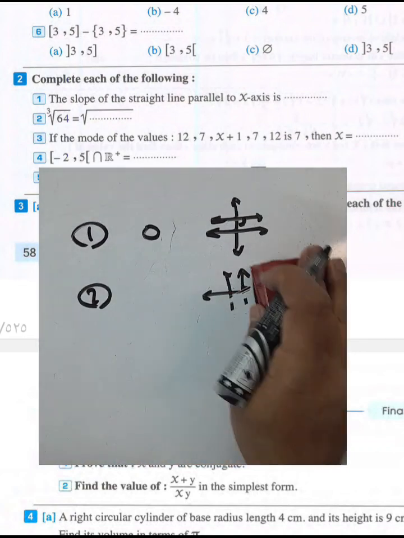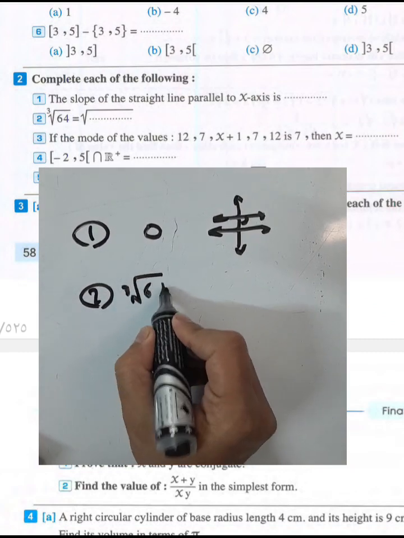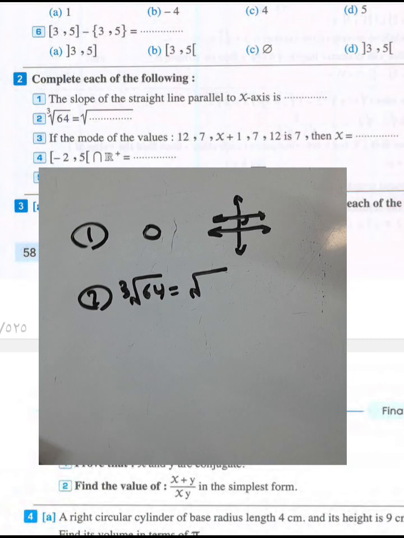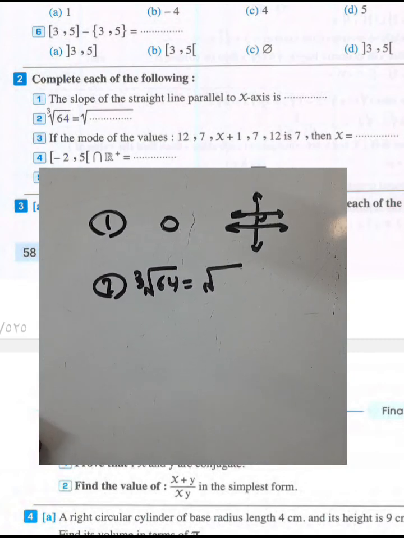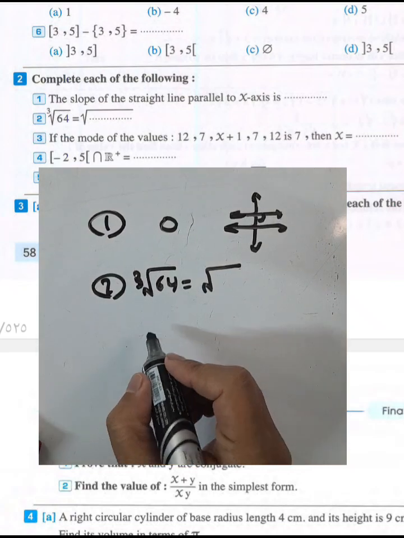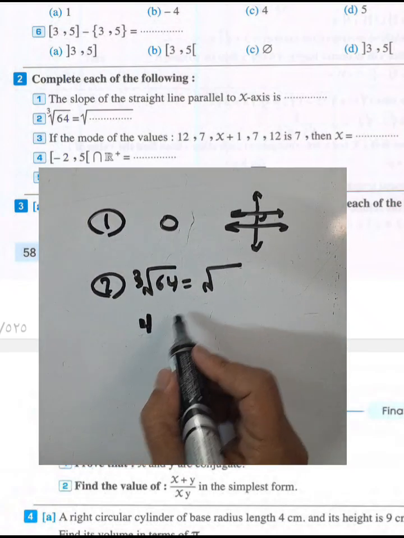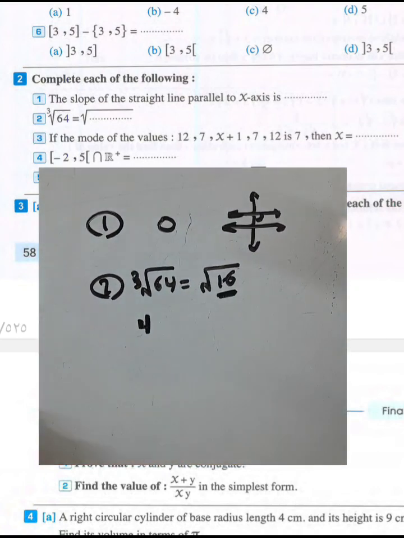Okay, question number 2. Cubic root of 64 equals square root of what? Cubic root of 64 will be 4, because 4 times itself 3 times equals 64. Then 4 equals square root of 16. Then we must write 16 under the square root.